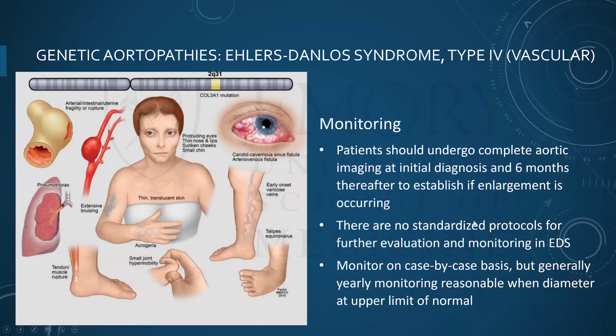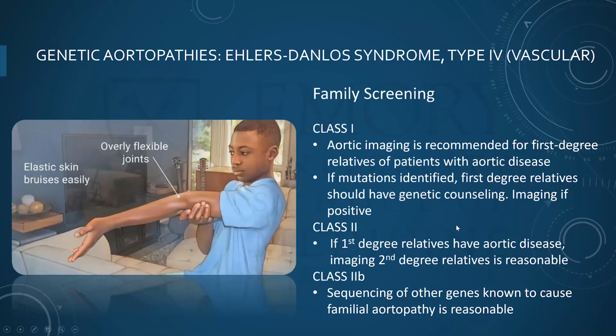Monitoring Ehlers-Danlos is going to be somewhat similar to Marfan's. So again, at diagnosis, you want a complete image of the aorta with MRI or CT. You want to start also with an echo, and then repeat it 6 months later to assess for severity of dilatation. In this case, there are no standard protocols for monitoring thereafter. You're going to do this on a case-by-case basis. And keep in mind, surgical complications are probably going to be higher in this patient population.